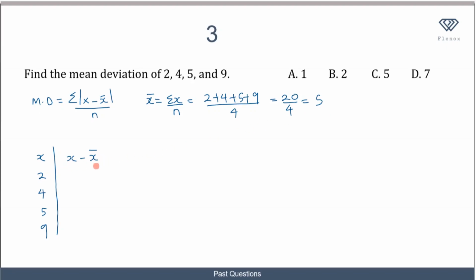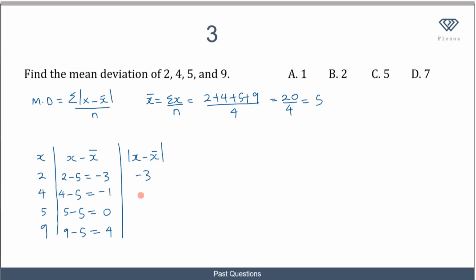So x minus x bar, I have here 2 minus 5, which is equal to minus 3. So 4 minus 5 is equal to minus 1. 5 minus 5 will give me 0. And 9 minus 5 will give me 4. So next, I find my absolute value of x minus x bar. So this becomes minus 3, I just ignore the minus sign, so this becomes plus 3. This becomes 1. This becomes 0. And this becomes 4.